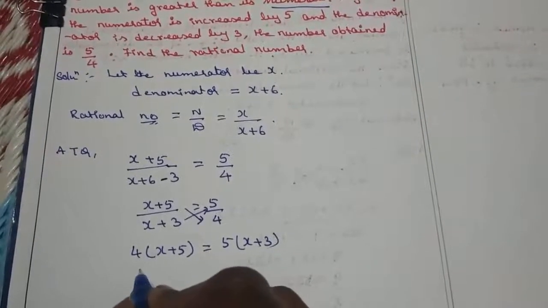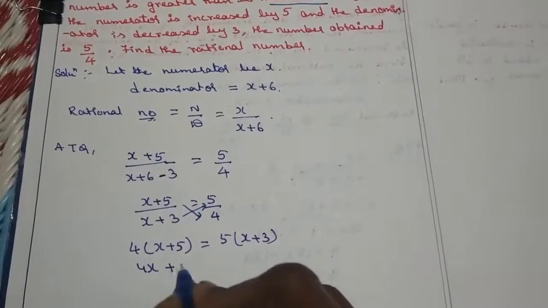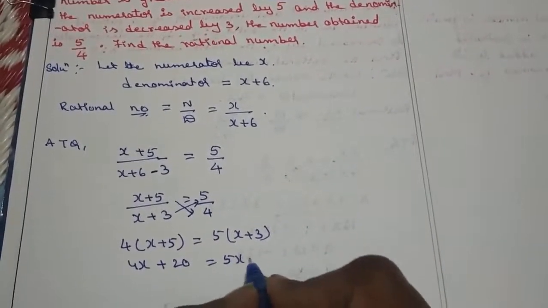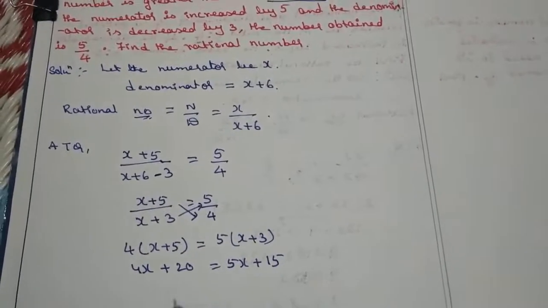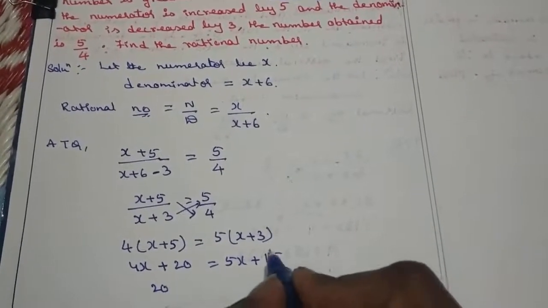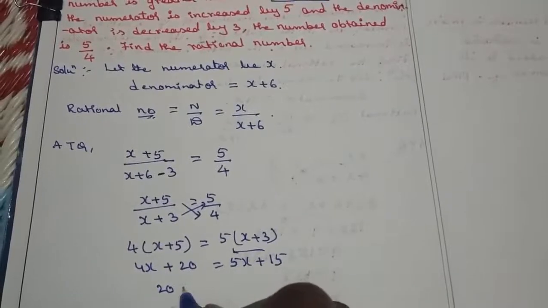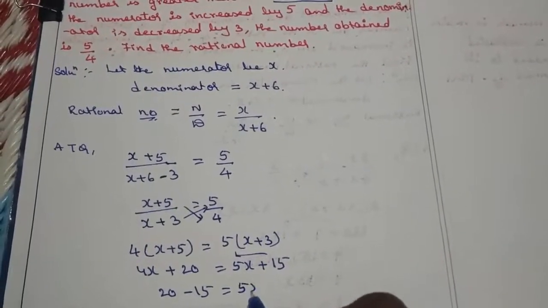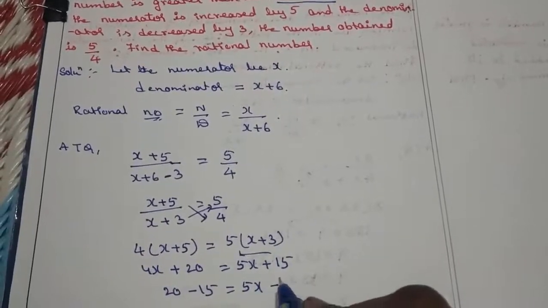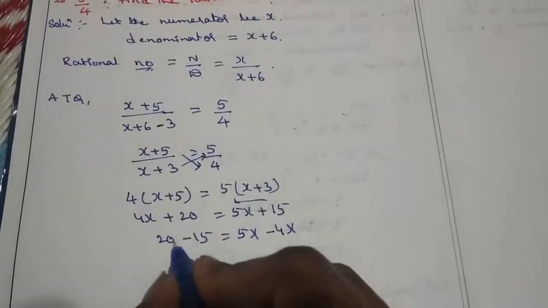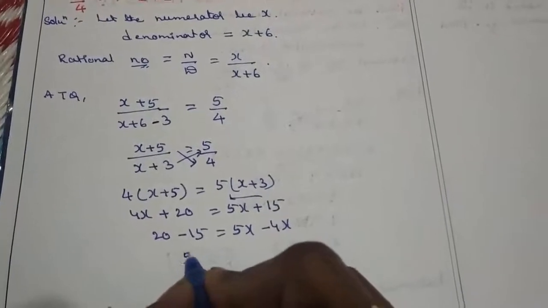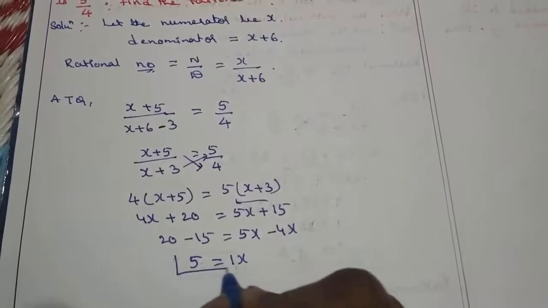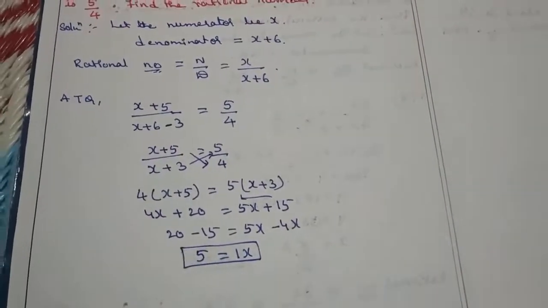So multiply the monomial with the binomial: 4x plus 4 into 5 is 20, equal to 5 into x is 5x plus 5 into 3 is 15. Then 20 plus 15, I'll take it to the other side, it becomes minus 15, and after sending 15 the left out is 5x. So I'll bring this 4x to the other side, it becomes minus 4x. Then 20 minus 15 is 5, equal to 5x minus 4x is 1x. Therefore, the value of x we got is 5.